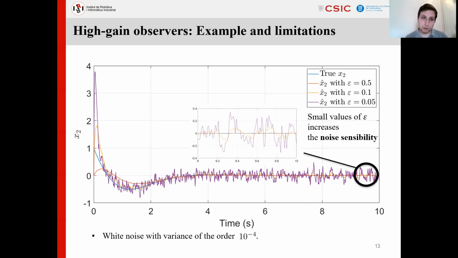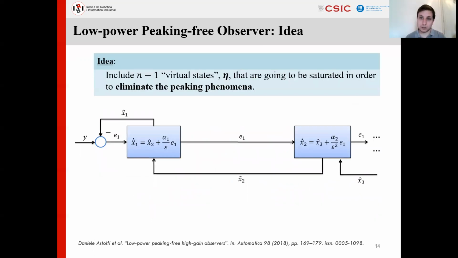And this is why most authors, when they develop observers for energy systems, skip the high-gain observers and use alternatives. And this is a pity because there are a lot of techniques that are based on high-gain observers. Fortunately, some authors have proposed modifications to the standard high-gain observer that practically solve this peaking phenomenon. In my opinion, the most promising result is the one presented in the paper depicted in the slide, creating what is known as a low-power peaking-free observer.